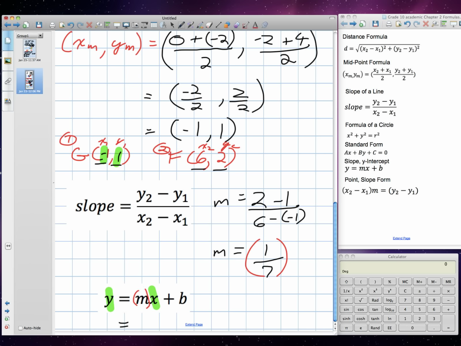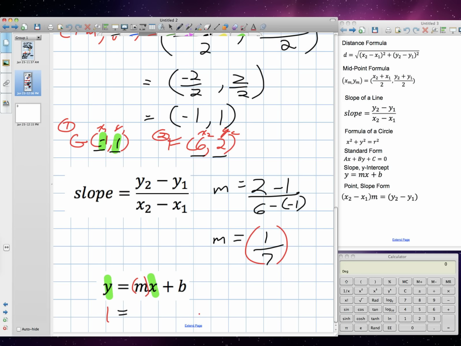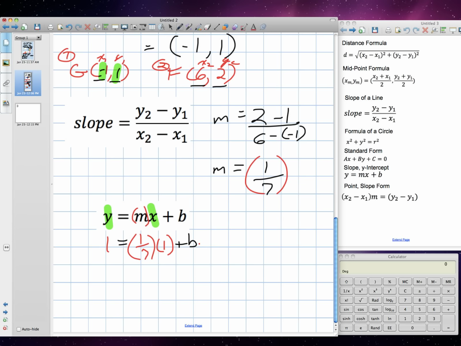So what we get is y, which is the value of what? 1. Which is equal to 1 over 7 multiplied by... so we replace m with 1 over 7. We replace x with 1. And our b is what we're going to try to solve for here. So we have 1 is equal to 1 over 7 plus b.